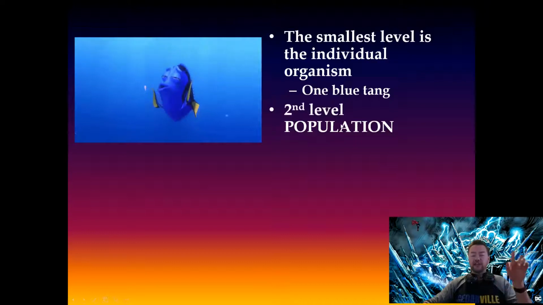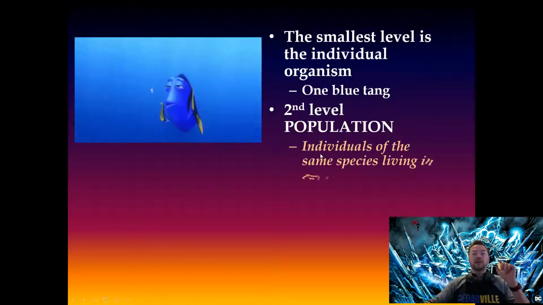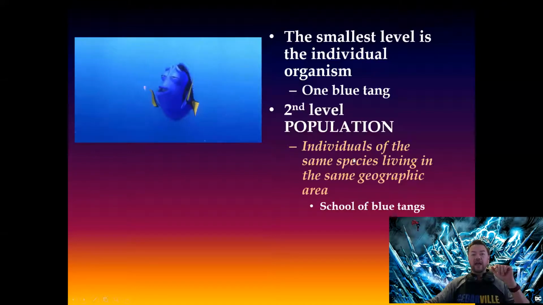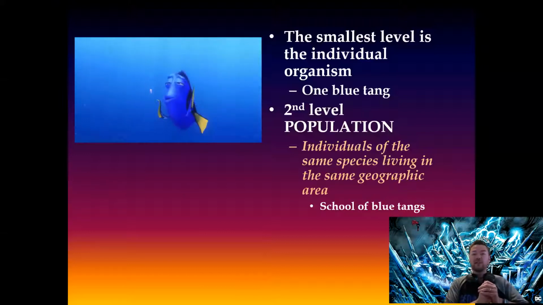But then you go to the second level, and that's called the population. When we talked about evolution, I mentioned populations. It's the same type of organism living in the same area, competing for the same resources. But when you look at a population, they're not all going to be identical, but they will share basically the same characteristics with some minor variations in their traits.